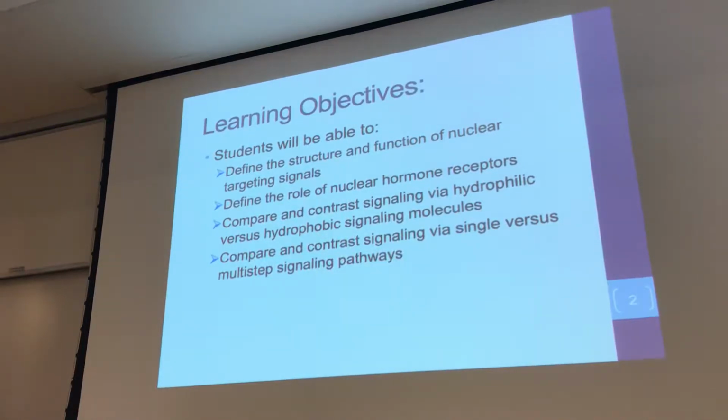So today we'll talk about the structure and function of nuclear targeting signals. We'll see an example of one, and we'll see what happens if you just mutate a single amino acid in that one. We'll look at nuclear hormone receptors that obviously have to go into the nucleus to have their function. This is related to hydrophobic versus hydrophilic signaling molecules. And then we'll also look at signaling that occurs through direct nuclear signaling or signaling pathways.